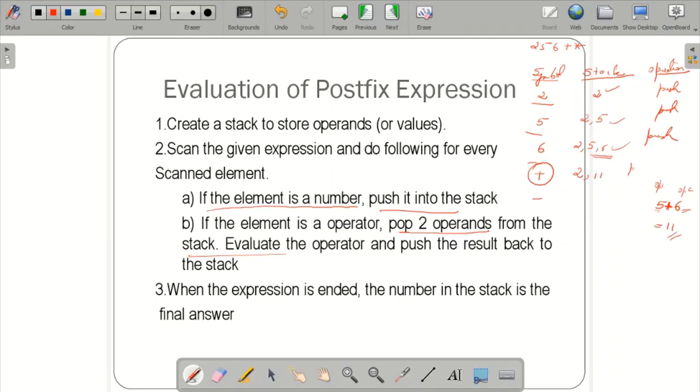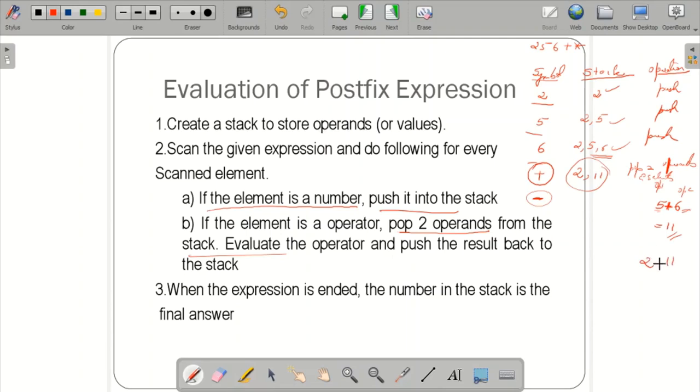Here you need to write pop 2 operands and evaluate. So 2, 11. Now what is happening? Here it is minus. So again, next is operator itself. So when you have operator, again pop 2 elements as it is. So 11 and 2, you write it in this way.